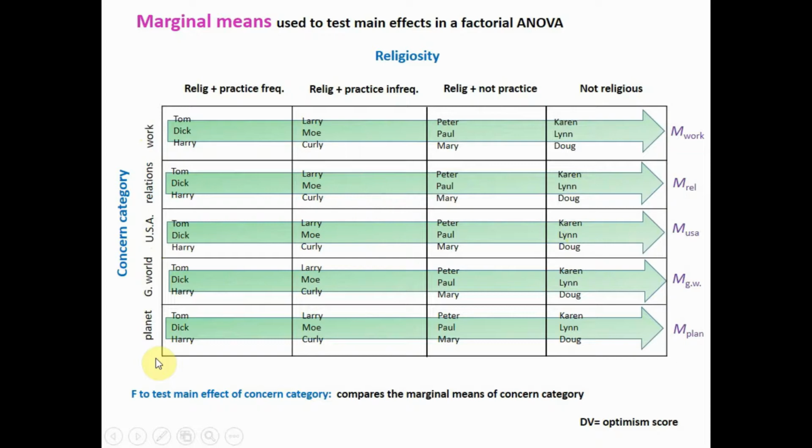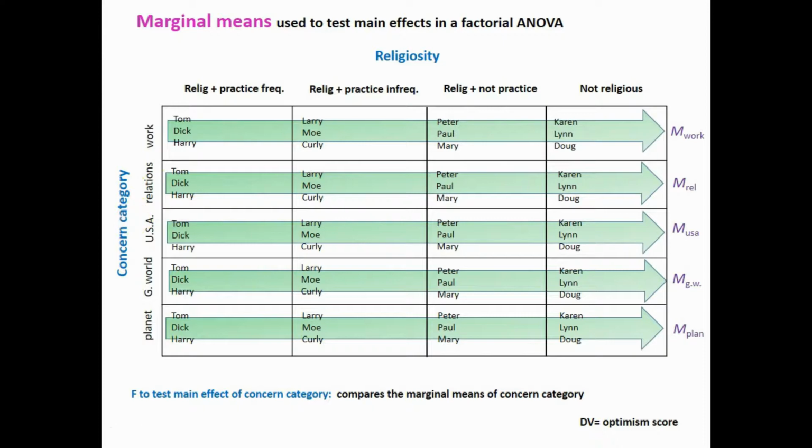All right, so far we've learned that when we run a two-way mixed ANOVA, any two-way ANOVA in fact, we're going to end up with two F values to test main effects. The main effect of religiosity, which asks the question, is there an effect of religiosity all by itself on optimism? That's one main effect, so you get one F value there. And then the second F value is going to test the main effect of this independent variable, concern category. And it's going to test whether concern category all by itself has any effect on optimism scores.